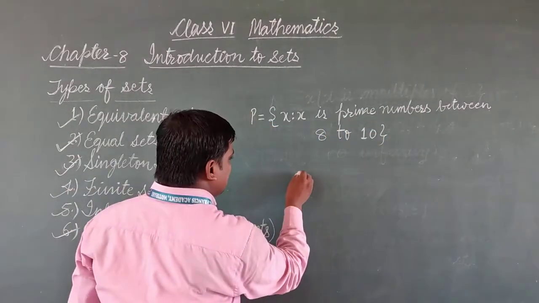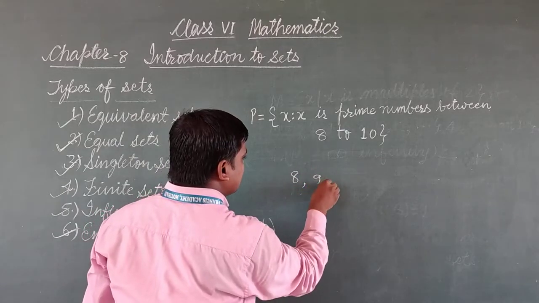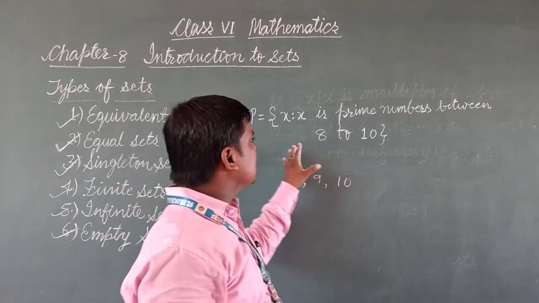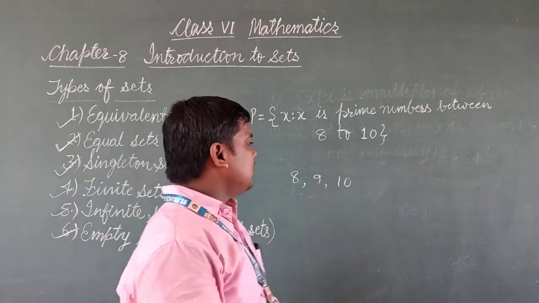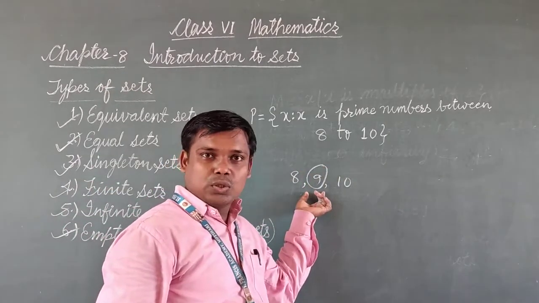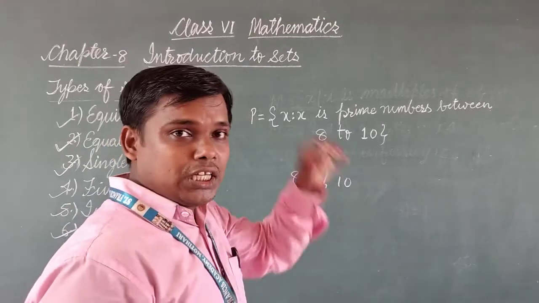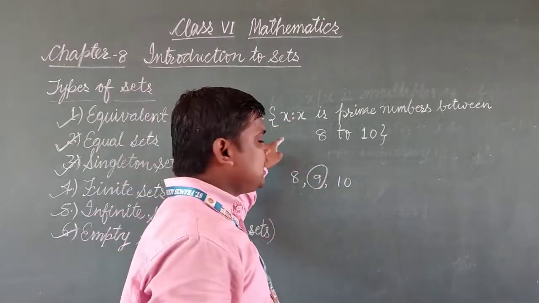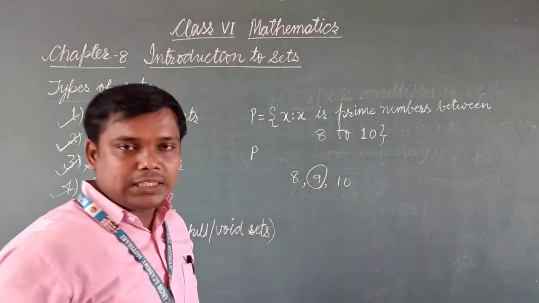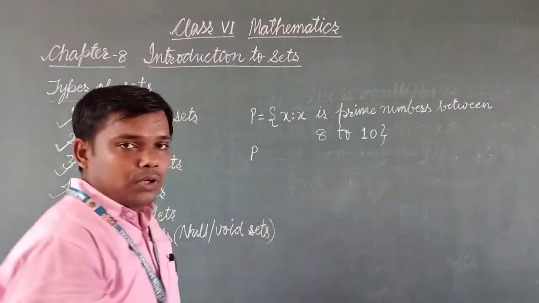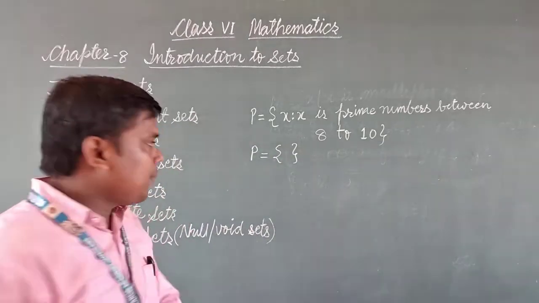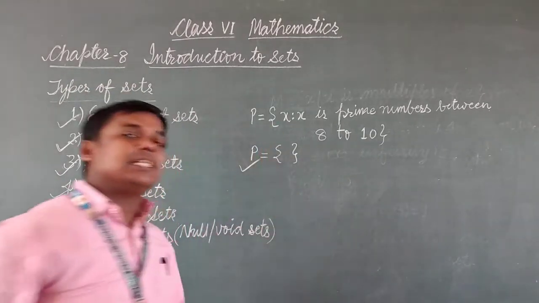Now the numbers between 8 to 10 are 8, 9 and 10. Is it a prime number? No, it is a composite number. So there is no element of this set we have. So if you want to write it in roster form, you will write it like this. This is set P, which is an empty set.